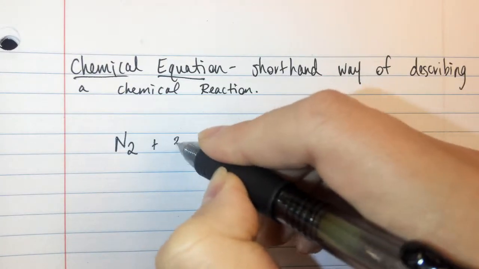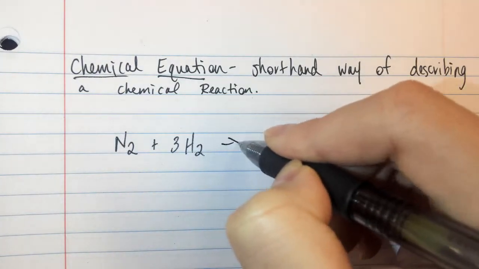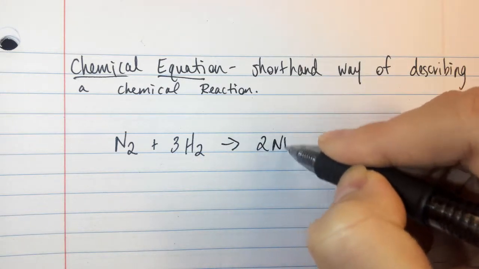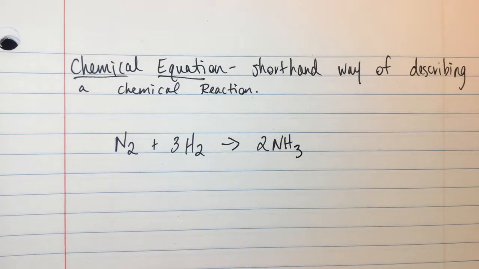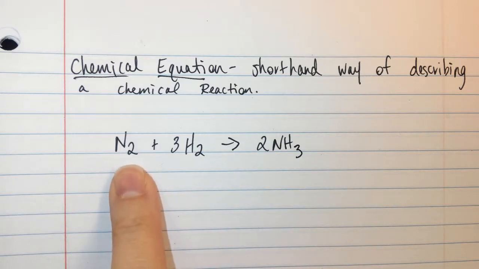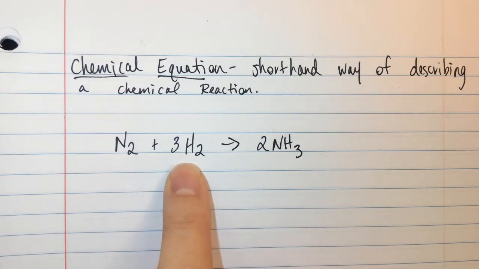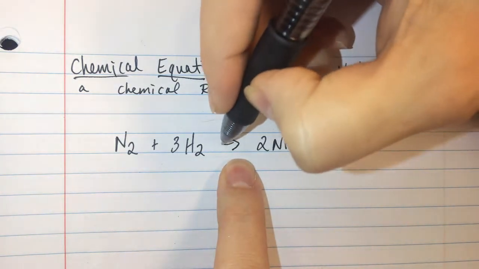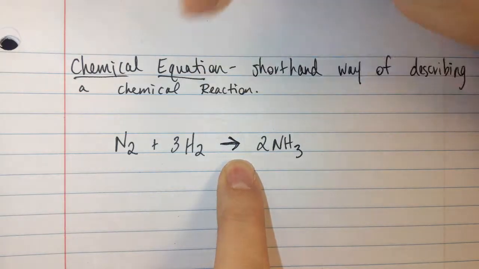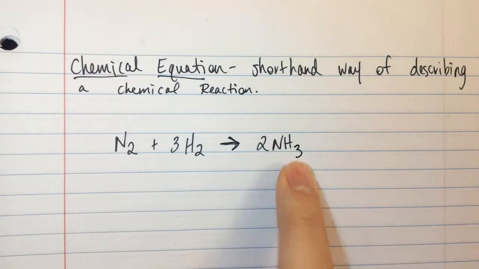N2 plus 3H2 yields 2NH3. I'm going to read it to you again. N2 plus 3H2 yields, that's an arrow, 2NH3.